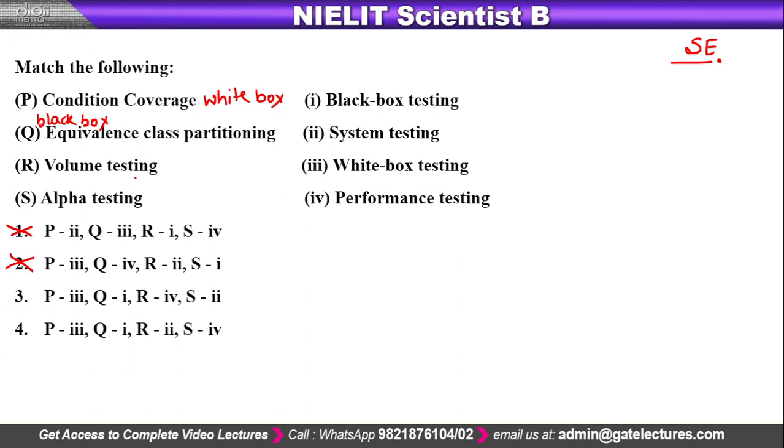Then we have volume testing. I hope you all know that volume testing is a part of performance testing. Right, we check for performance. So R is 4, that is option number three. So option number four is also ruled out. Alpha testing, now what is left? System testing. So the correct answer is option number 3, that is P, that is condition coverage is white box, equivalence class is black box, volume testing is performance, and alpha testing is system. Okay, so the correct answer is option number 3.